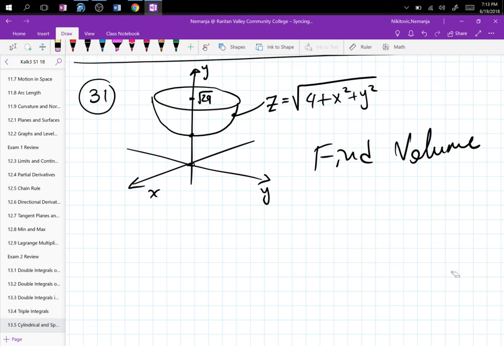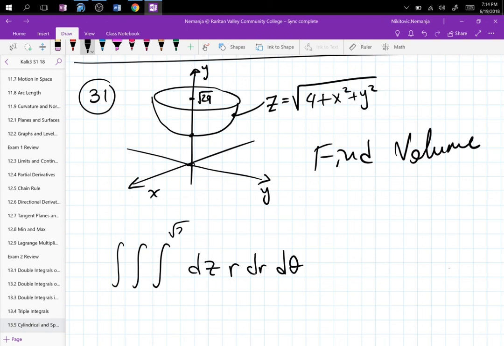spherical integral. So we set up a cylindrical integral because this is cylindrical. This is going to be dz r dr d theta. That was why. Then what do we have? We have z for the top. Z for the top is root 29. The bottom is the square root of 4 plus r squared. And then we have r. When we equal these two, we can find r.